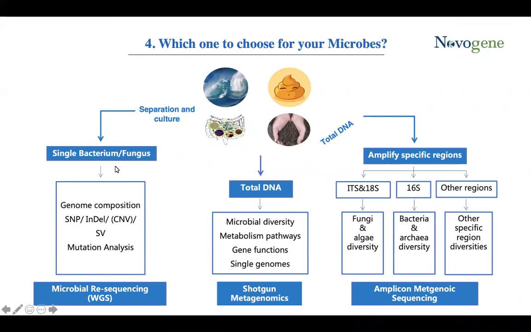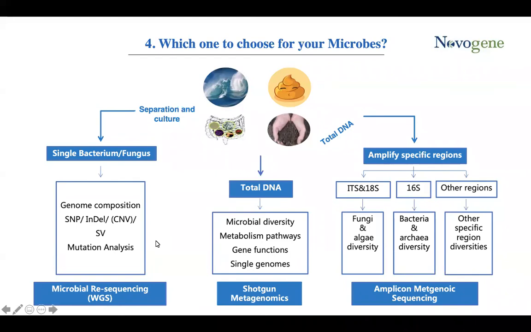And the most common goals are studying the genome composition, single nucleotide polymorphism, that is the SNP, insertion or deletion, the indel, and structural variation, the SV. I put parentheses over copy number variation because the structural genes of bacteria are always single copy. So for mutation research on known microbial genomes, we often choose microbial resequencing.